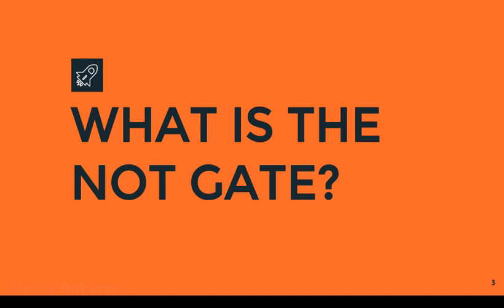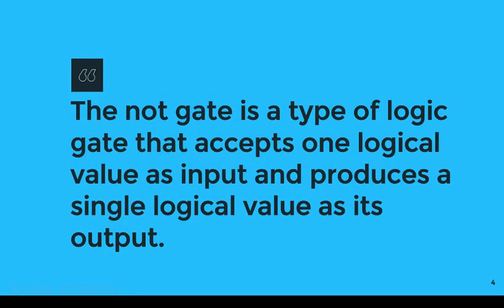Okay, so as usual, we have to ask ourselves what exactly is the NOT gate. The NOT gate is a type of logic gate that accepts a single logical value as its input, and it produces a single logical value as its output. So basically, the NOT gate takes in a single input and produces a single output. And then we're going to go further and look at the functionality of the NOT gate.